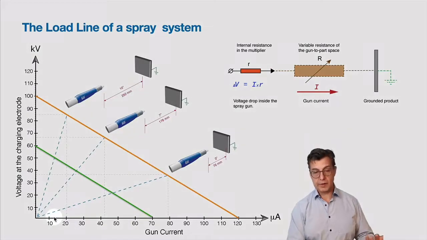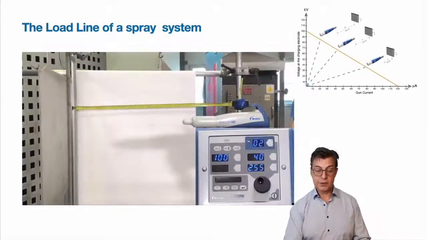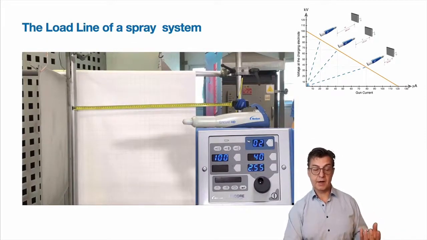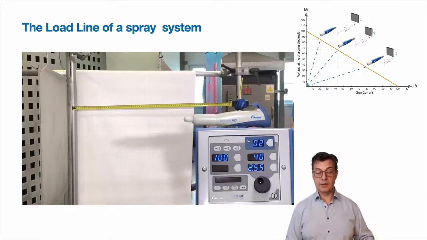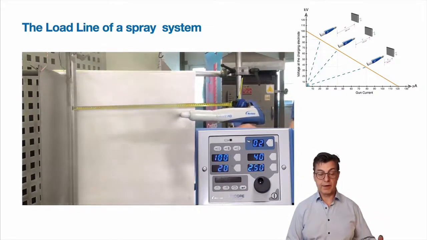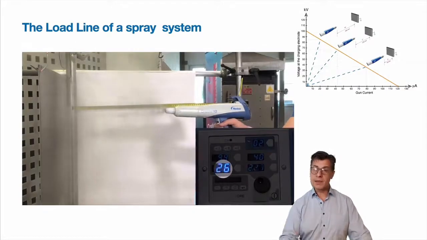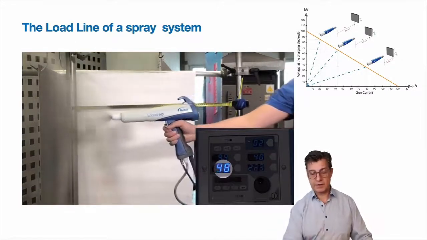To show you a real life example, here is a controller set to voltage control with the 100 kV maximum setting, and as the gun moves closer to the product, you will see the current go much higher, reaching the level of over 90 microamps when the gun is very close to the product. The level at which the development of back ionization is guaranteed.